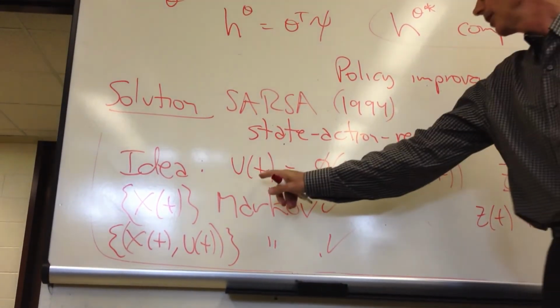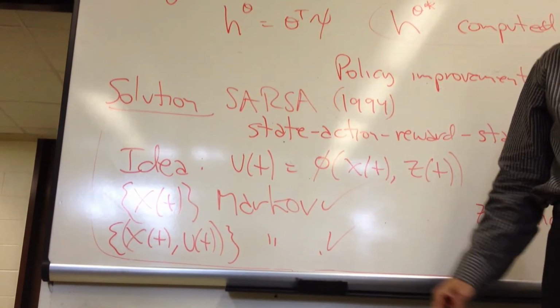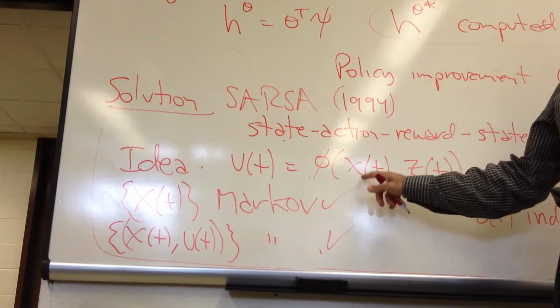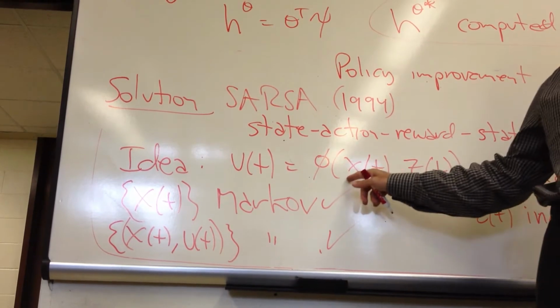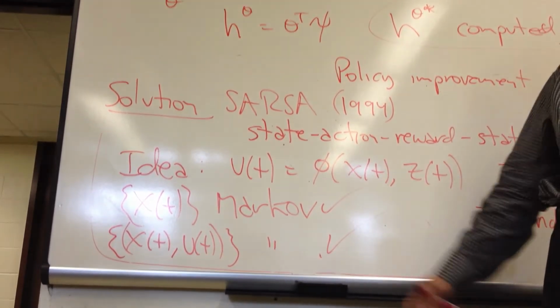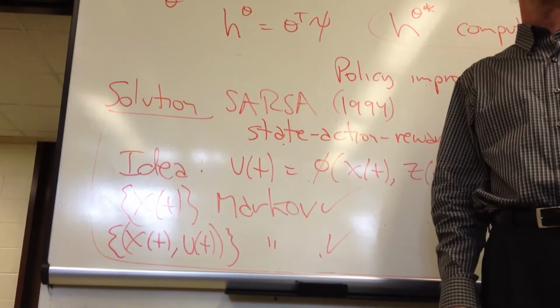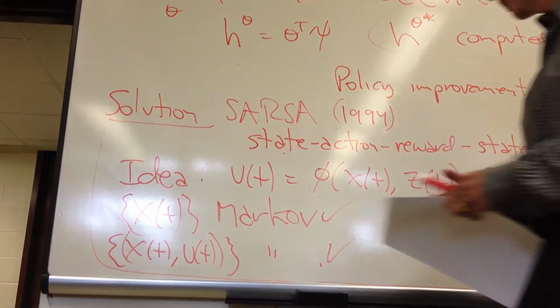Because, well, it is. U of t is a function of x of t and noise. Well, that's a function of a previous x of t and u and noise. You could go and check it. The pair process is Markov. Exercise. All right? And the idea then is let's play around with that.